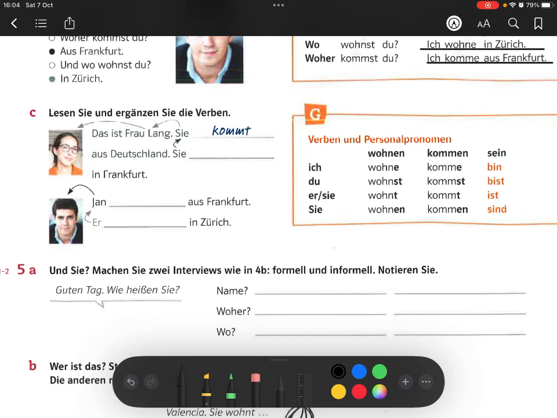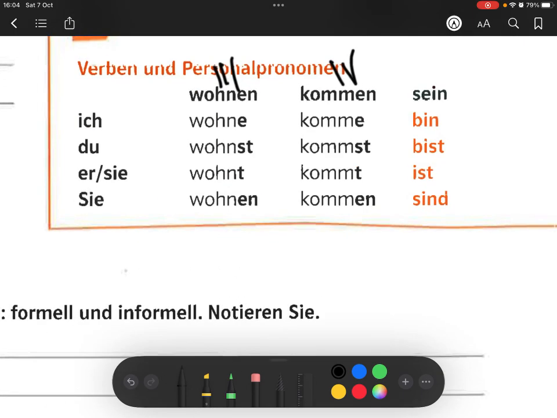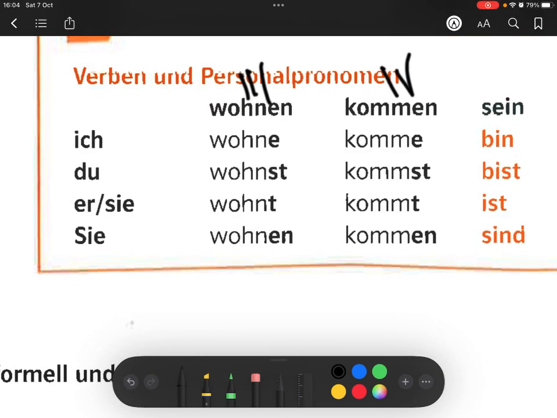Up till now we have encountered 4 verbs. First we did haben, then sein, jetzt, now, wohnen, and kommen. Let's look at the conjugation. Ich wohne, du wohnst, Sie wohnt, Sie wohnen. Ich komme, du kommst, Sie kommt, Sie kommen.